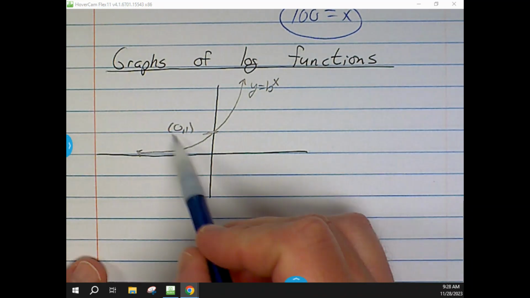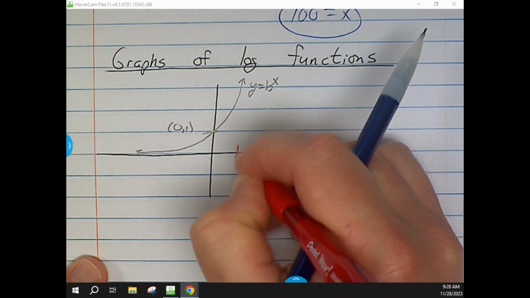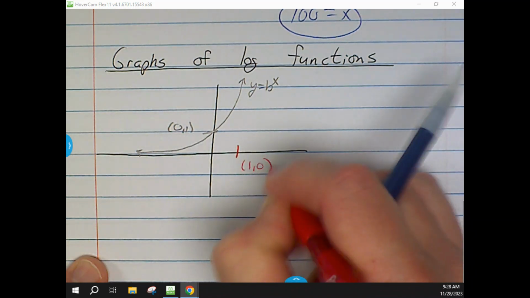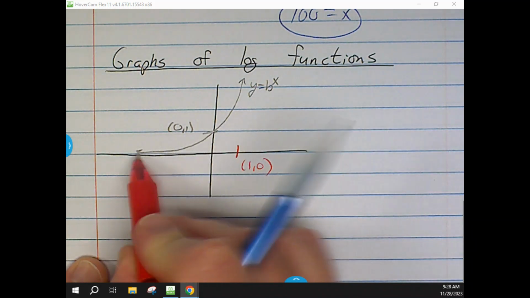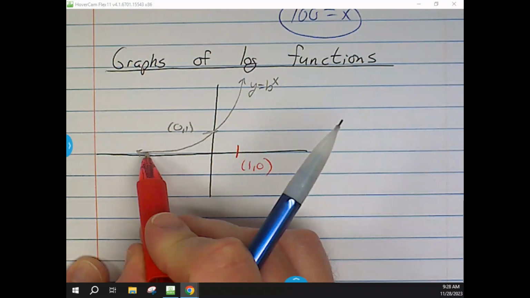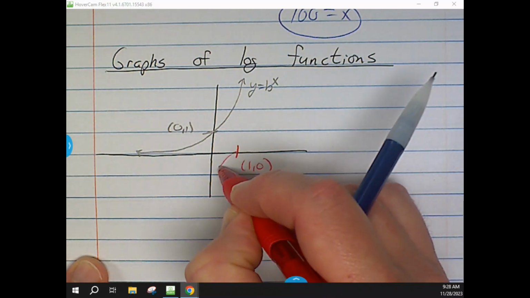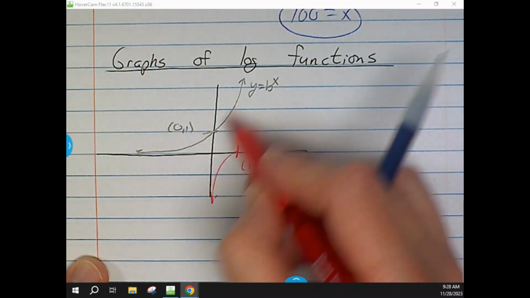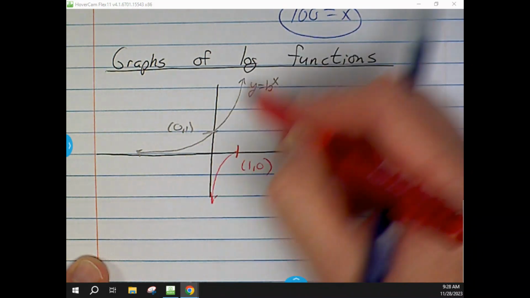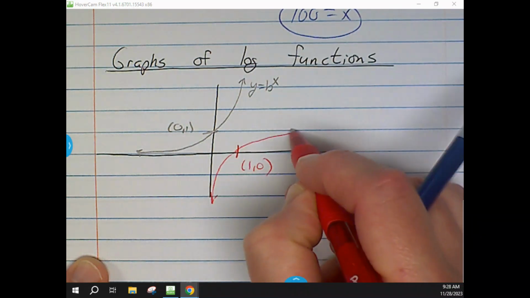So instead of going through 0, 1, guess which point we're going to go through now? We're going to go through 1, 0. And instead of getting really close to the x-axis in the negative direction, now we're going to get really close to the y-axis in the negative direction. And instead of going up kind of parallel to the y-axis, now we're going to go up and parallel to the x-axis.